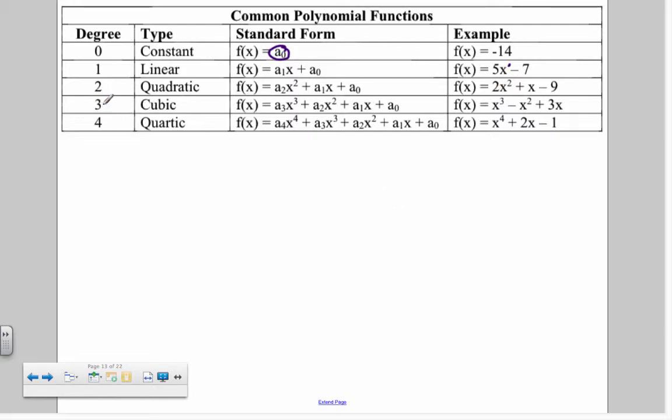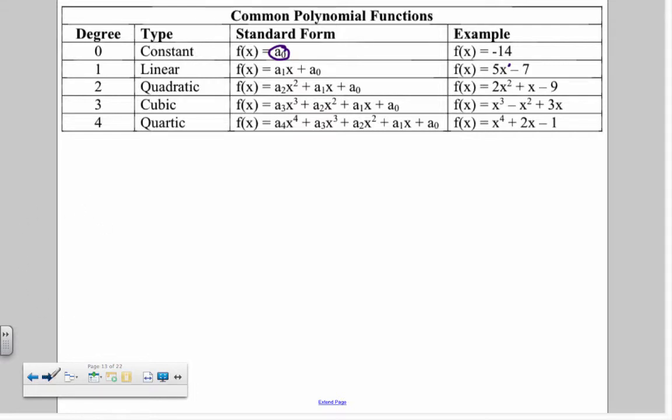Okay, so we're going down. We've got 3 now. This is a cubic. It means we have an x cubed value. That's our highest term. 4, quartic. We have an x to the 4th value. That's our highest term. So now you have this lovely chart so that when you do this next problem, you can come back and refer to it to figure out what your degree and type would be.